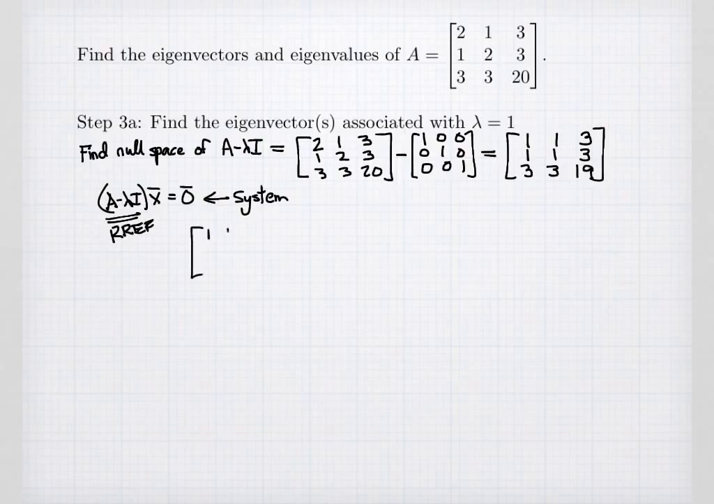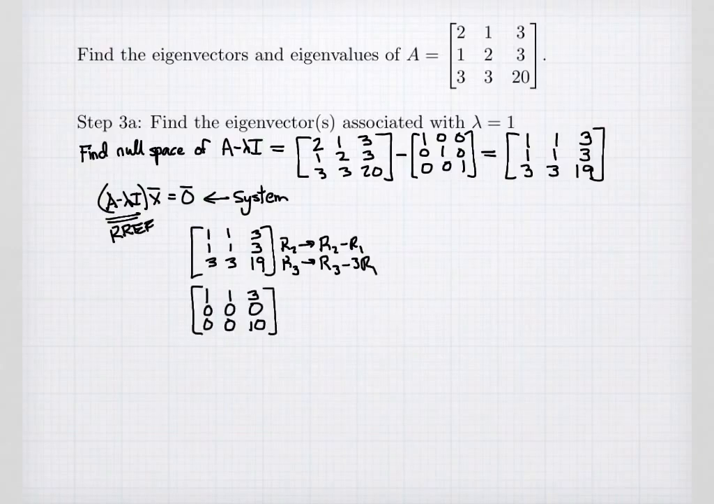So recall that was 1, 1, 3, 1, 1, 3, 3, 3, 19. And we'll do row operations. I can start by taking row 2 and replacing it by row 2 minus row 1. And I can do row 3 and turn it into row 3 minus 3 row 1.